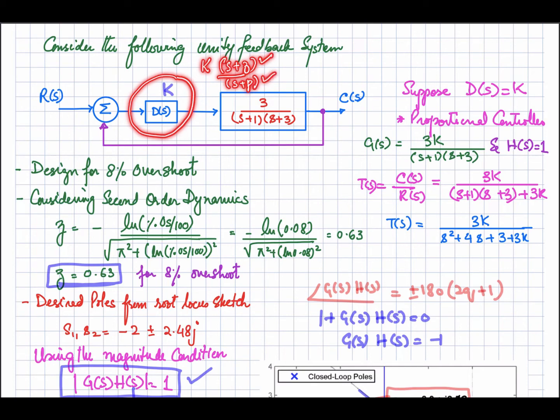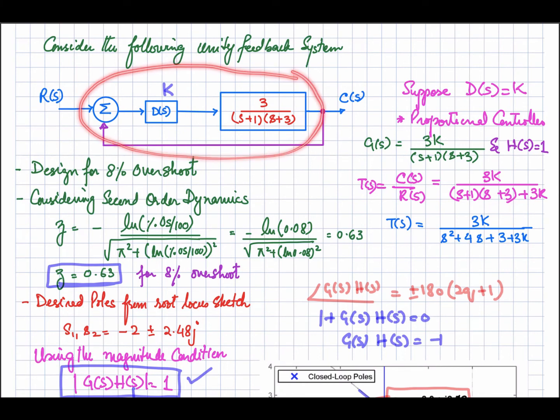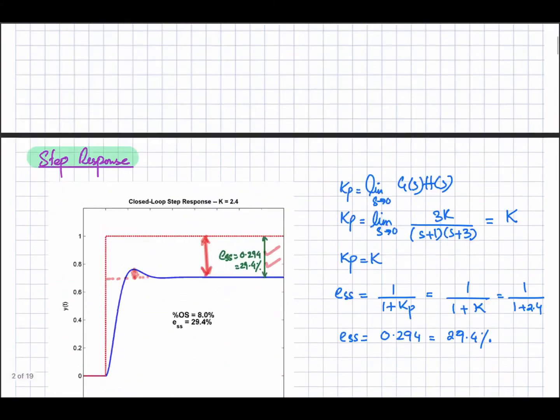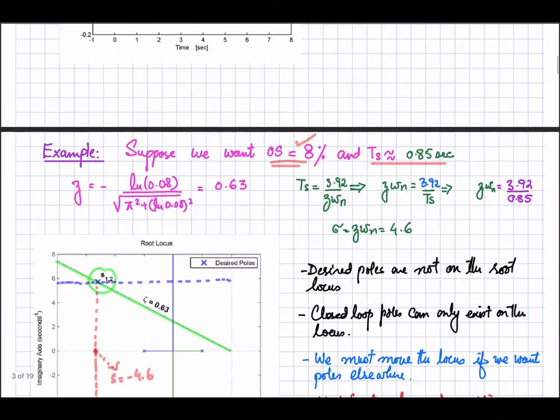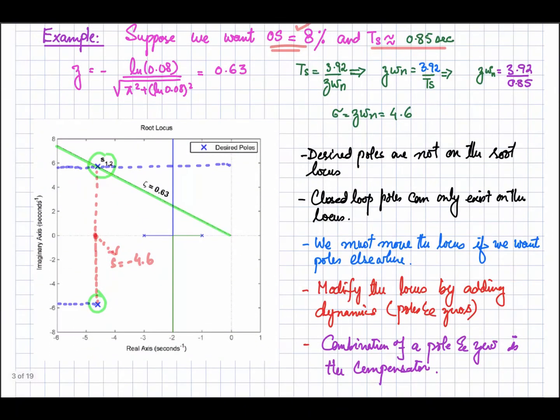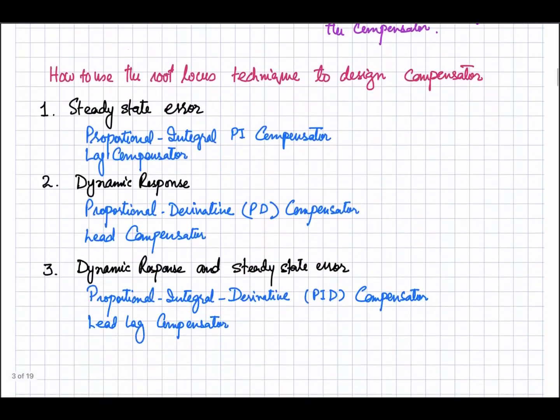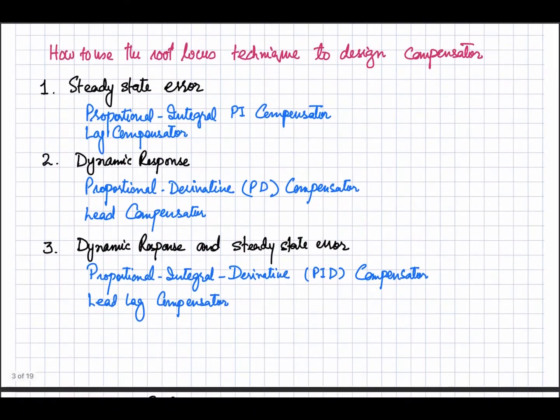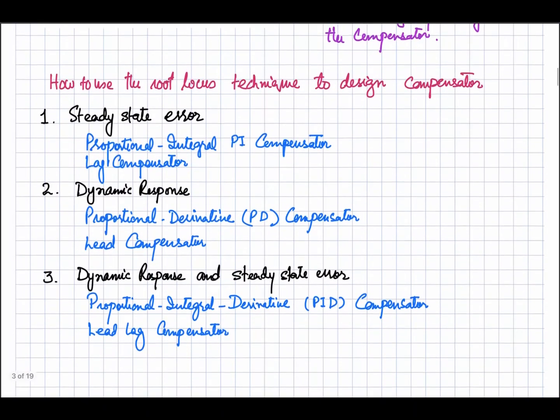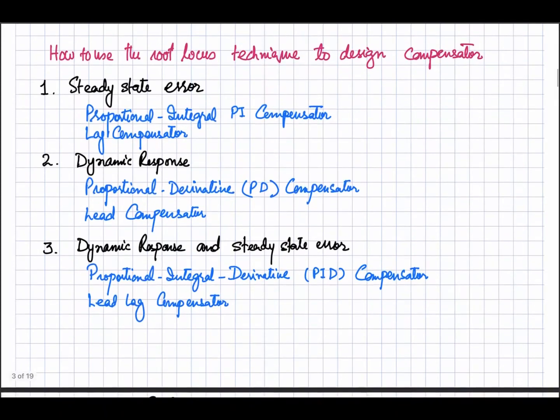A zero and a pole will be the part of this compensator, so that the root locus of this system passes through the desired position of the poles so that you get the desired response, desired specifications, right? So the compensator is basically the addition of poles and zeros in your system so that you get the desired response. So we will see in the upcoming videos how we can design a compensator.